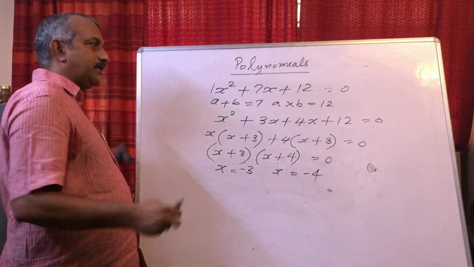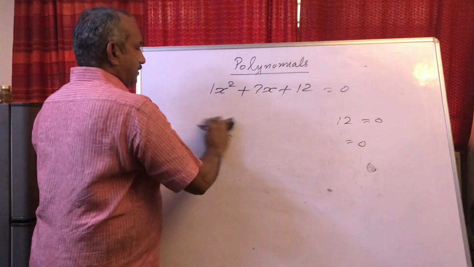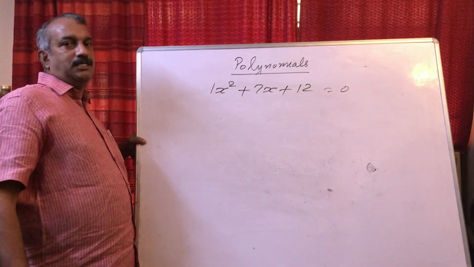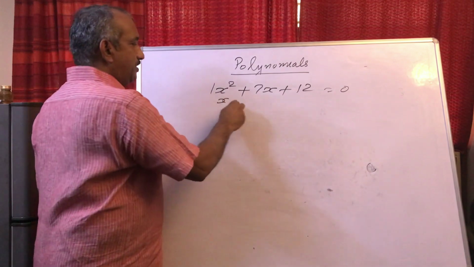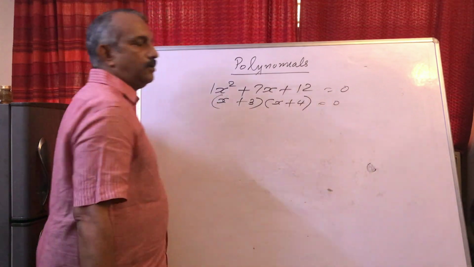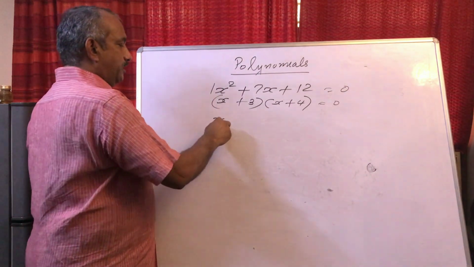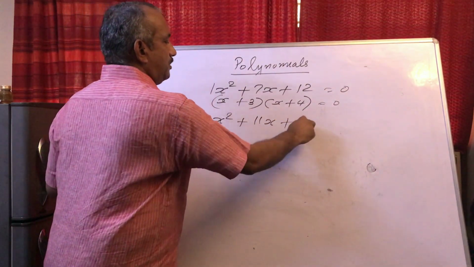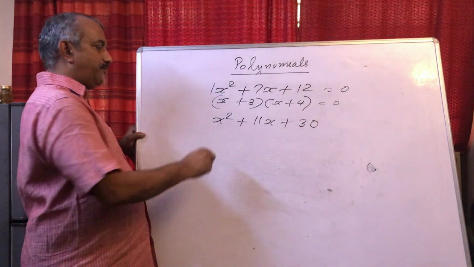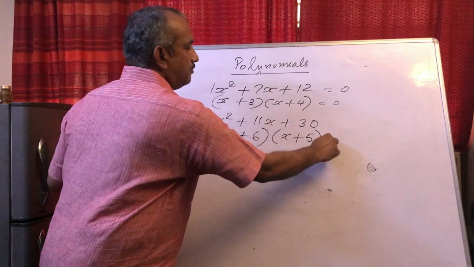Now this you can write directly. See, you are in 10th class, so you should know how to write directly. Since 3 and 4 are the numbers, the factorization will be x plus 3 into x plus 4 is equal to 0. And x is equal to minus 3, x is equal to minus 4. I'll take another case. Say x square plus 11x plus 30. What are the numbers? Numbers are 6 and 5. So when you factorize, you will get x plus 6 into x plus 5 is equal to 0.